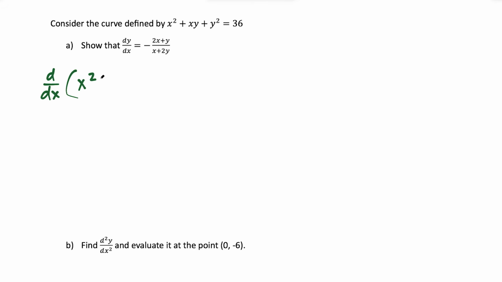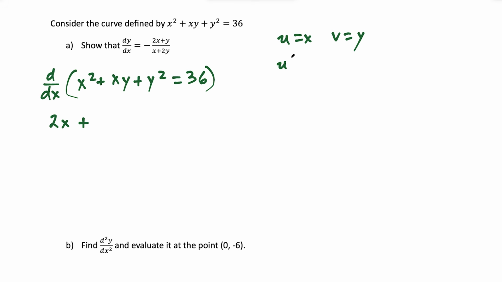So we have x squared plus xy plus y squared is equal to 36. So we're starting off here by taking the derivative of x squared, and that's just 2x. And then plus, now we have to use the product rule to take the derivative of xy. So we'll say u is equal to x, and v is equal to y, and then u prime, the derivative of x, is 1, and v prime is equal to 1 times dy dx.